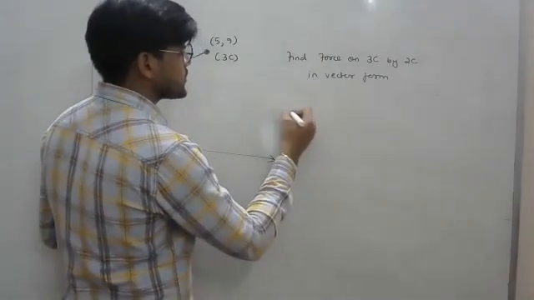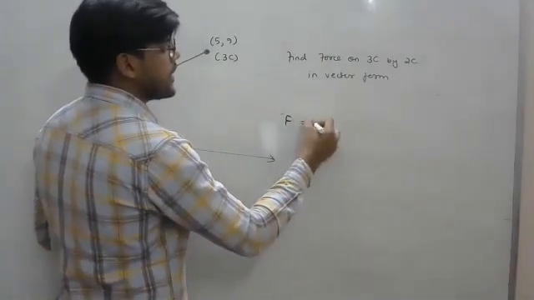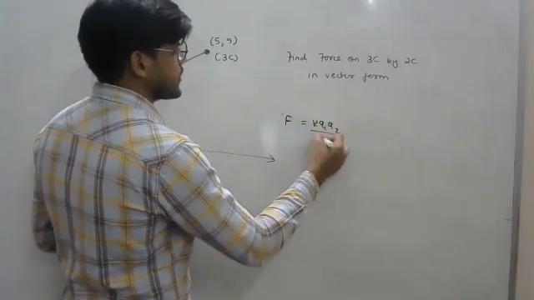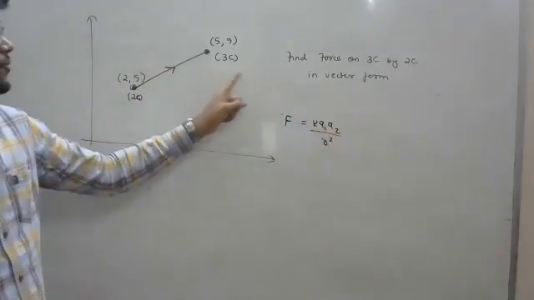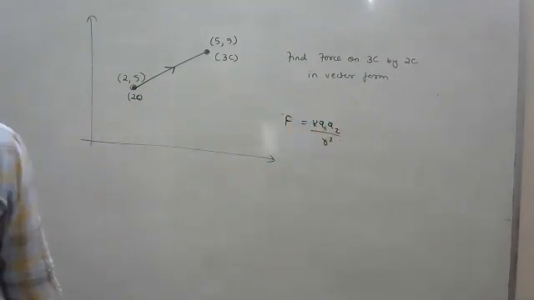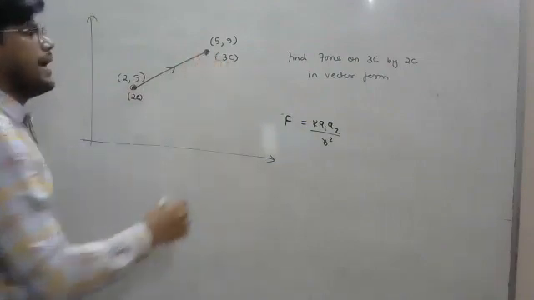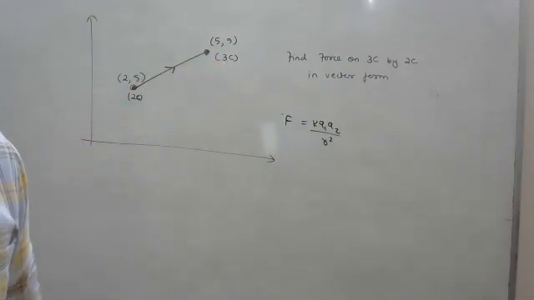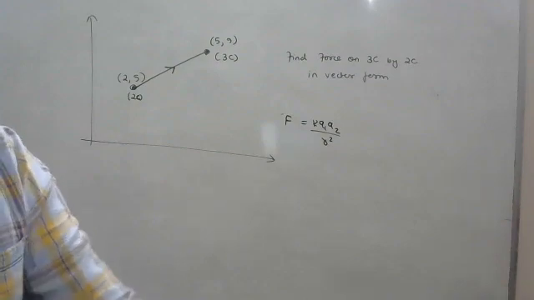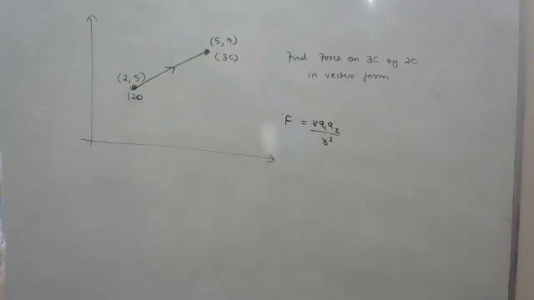Now, the force magnitude is K Q1 Q2 upon R square. Q1 value I am aware of, Q2 I am aware of. What is R? What is the distance? Can anyone tell me what would be the distance between them? And if not, how to find it? This is taught in class 9. Let's see if you are thorough with your basics or not. How to find the distance between these two charges?